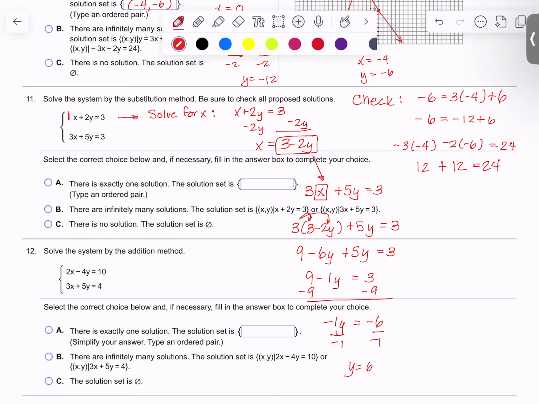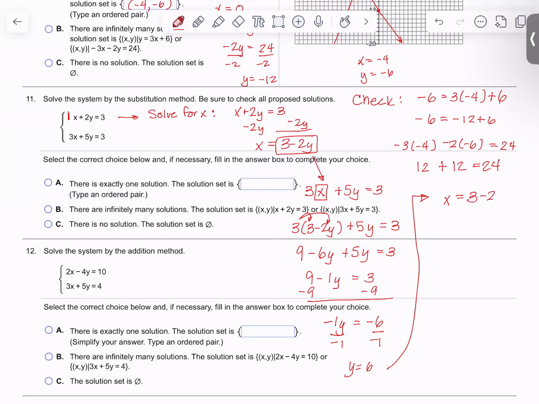Now that I know what y is, I'm going to back substitute into this equation right here. Excuse me, the boxed-in equation. I'm going to do this equation that I have boxed in: x equals 3 minus 2y. It would make sense I would use that one, wouldn't it? So we're going to plug in the 6 for y.